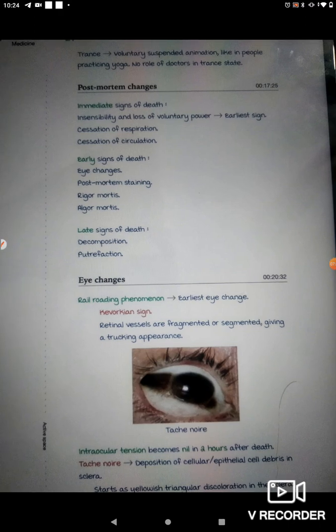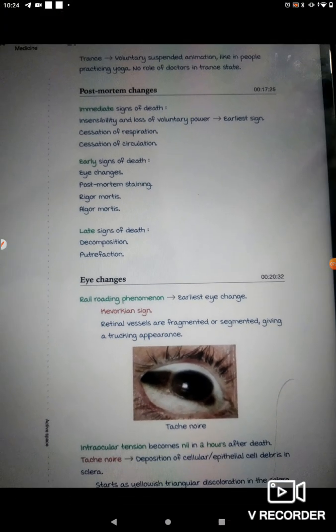Now, what are the postmortem changes? We'll see the postmortem changes: first the immediate signs, then the early signs, and the late signs. The late signs are decomposition and putrefaction.